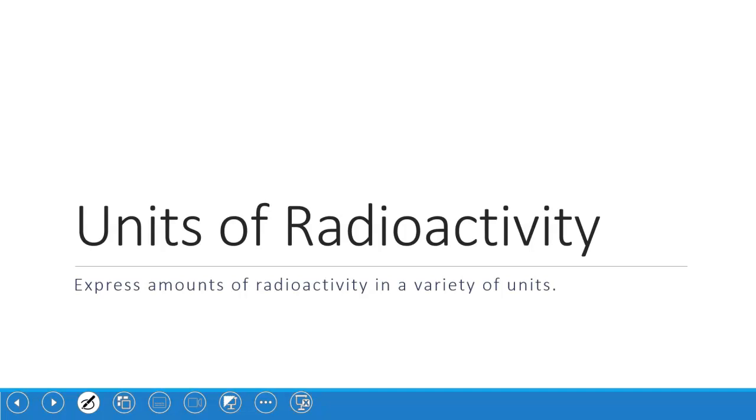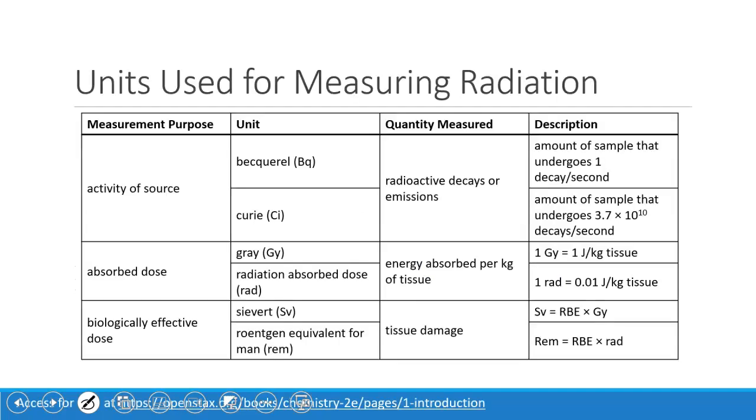Welcome back. The topic for this video is units of radioactivity, where we're going to express radioactivity in a variety of units. The two most common units that we'll run into in this course are the becquerel, abbreviated as Bq, and the curie, abbreviated as Ci. You have various other units like the gray and the radiation absorbed dose, and you can look at the different ways that we can convert between these units.